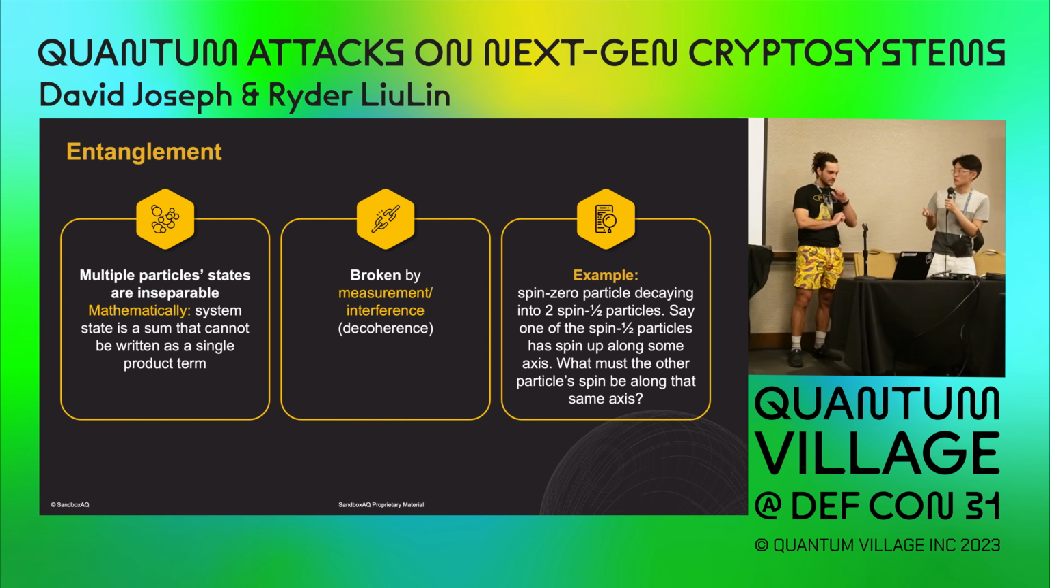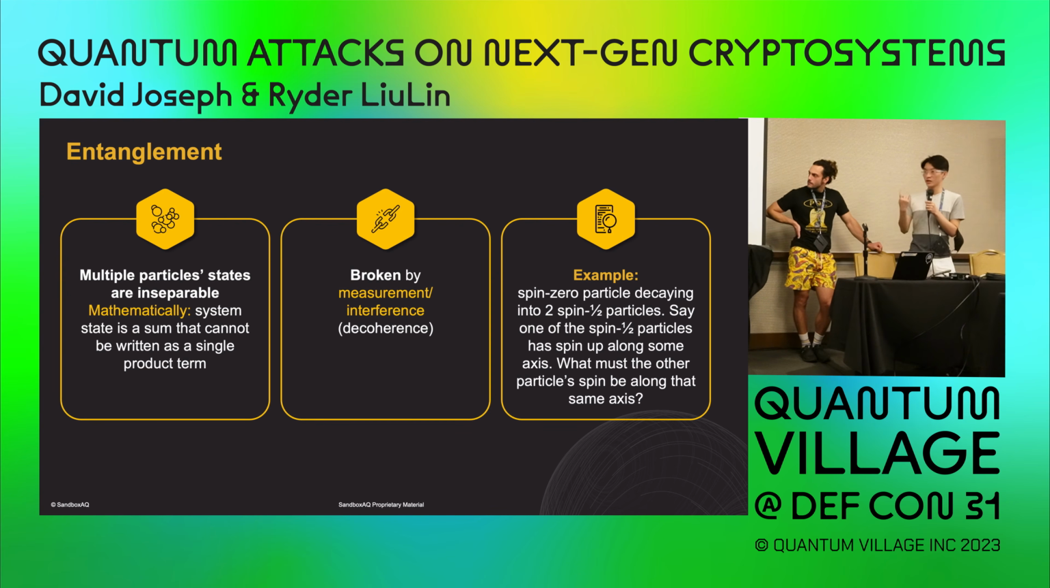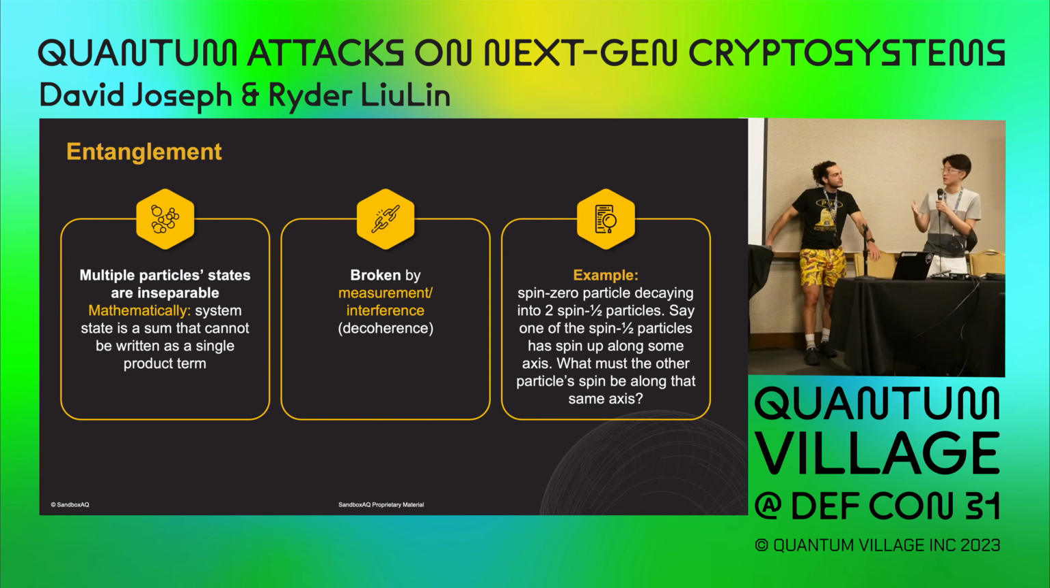So here's a small example. If we have a spin 0 particle that decays into 2 spin 1/2 particles, then maybe we measure one of the spin 1/2 particles and it's spin up along some axis. We keep in mind the conservation of angular momentum and stuff like that. Can anybody tell me what the other particle's spin has to be along that same axis? So yes, I see you pointing down, you're correct. One of the spin 1/2 particles is pointing up, so the other one must be pointing down. This is an example of the decoherence that's because of the measurement or the interference.